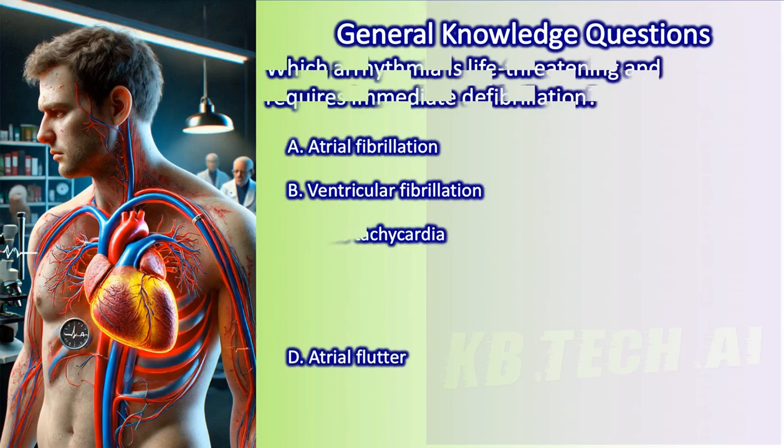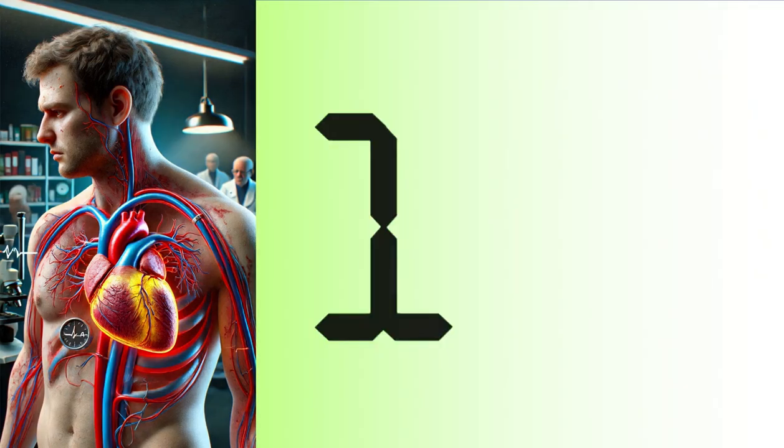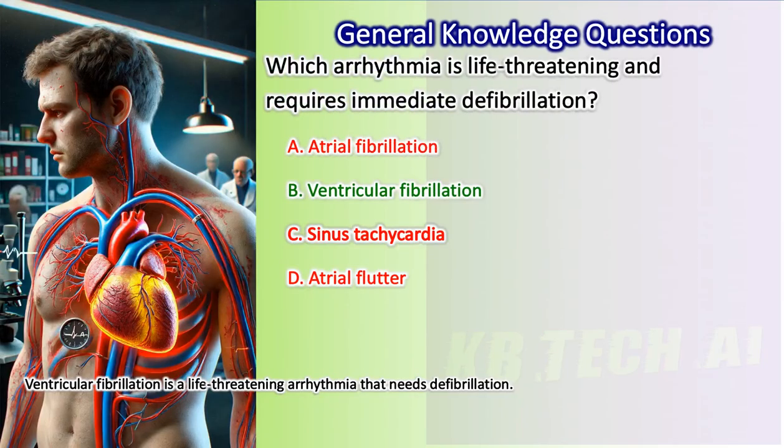Which arrhythmia is life-threatening and requires immediate defibrillation? Option 1. Atrial fibrillation. Option 2. Ventricular fibrillation. Option 3. Sinus tachycardia. Option 4. Atrial flutter. The answer is option 2.